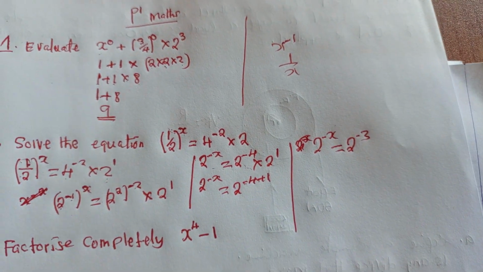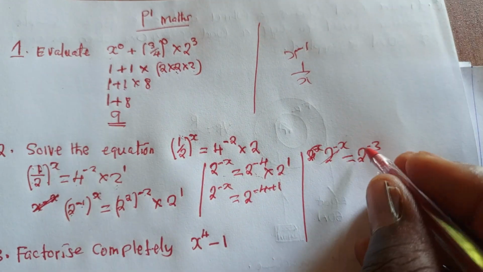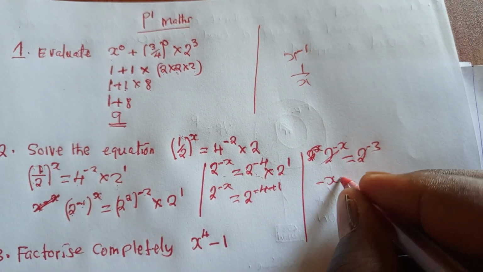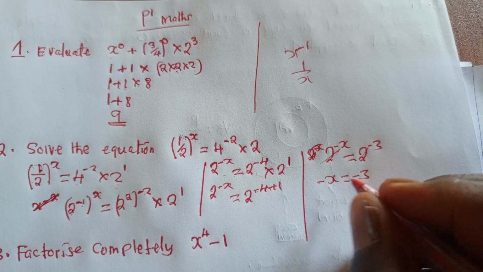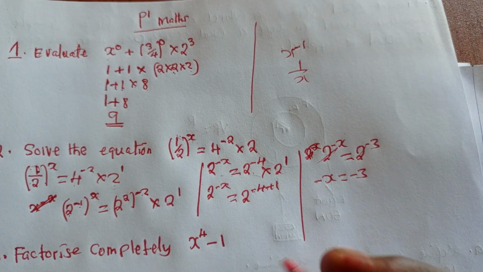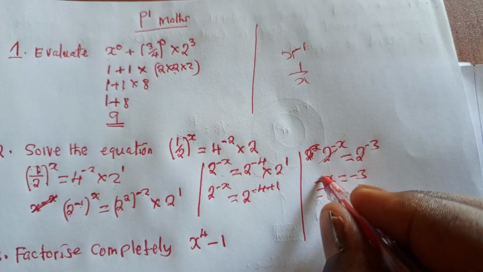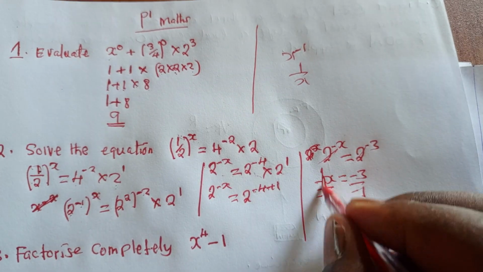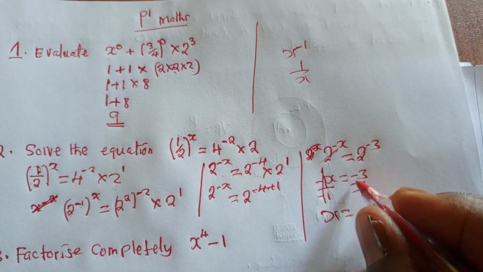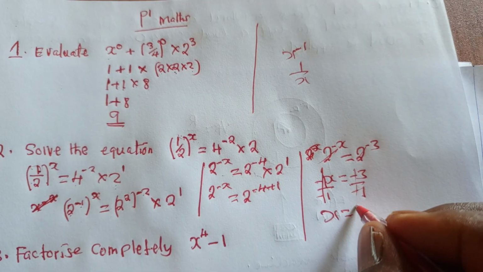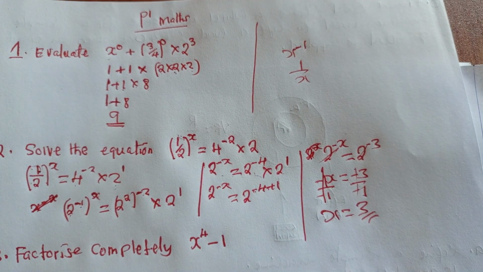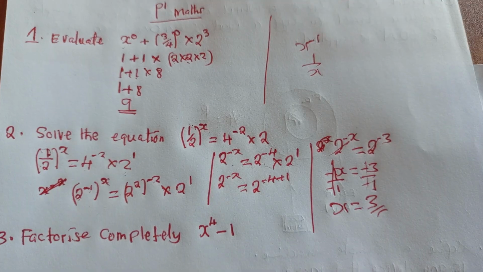Then from here now, I'll cancel this and this. So negative x is equal to negative 3. Since I'm looking for x, I'll divide by negative 1, there's 1 here, over negative 1. So you cancel this, so x is equal to 3. So this is the answer for this question.